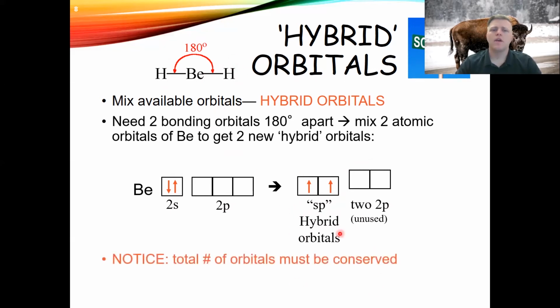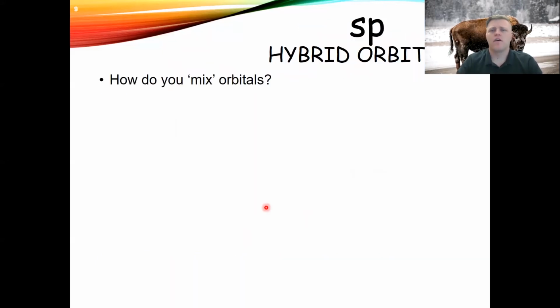You'll notice though, when I was done hybridizing, I was left with 4 orbitals, and I started with 4 orbitals. So you're always going to keep that same number of orbitals around. Okay, but it probably looks like what I just did was completely random out of left field. So let's talk about how we mix orbitals. And first, let's make some sp orbitals and show how they're going to give us our 180-degree geometry.